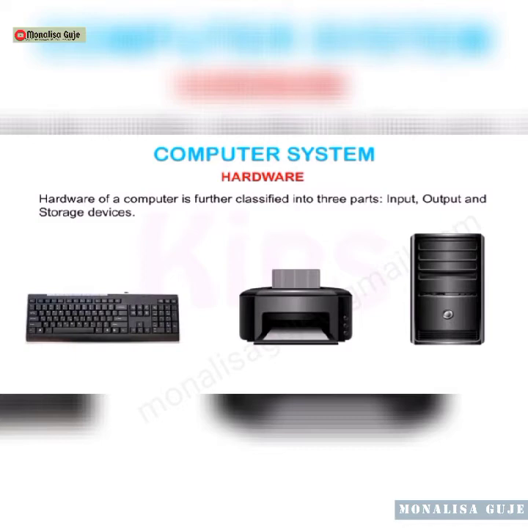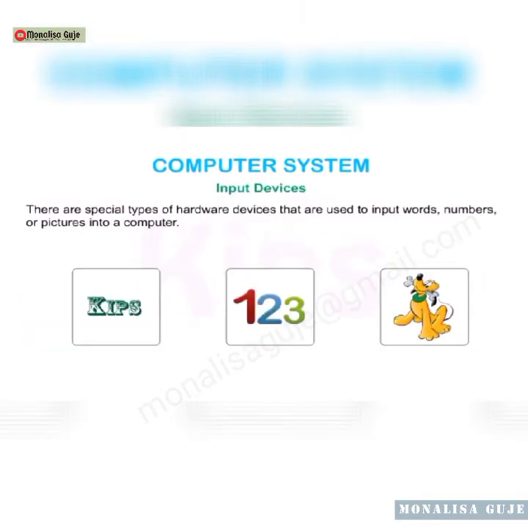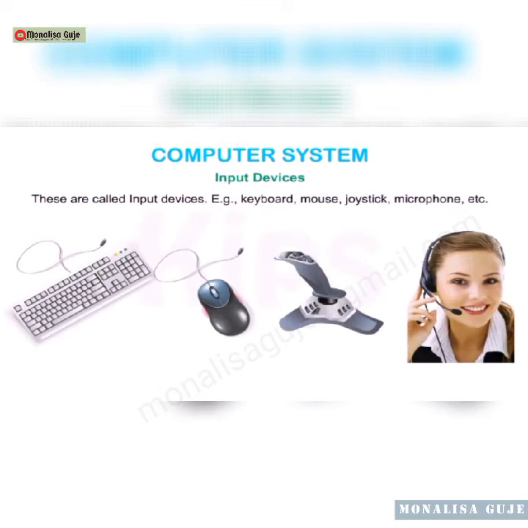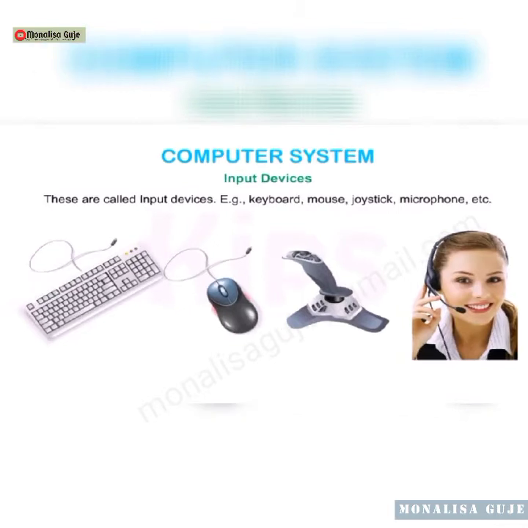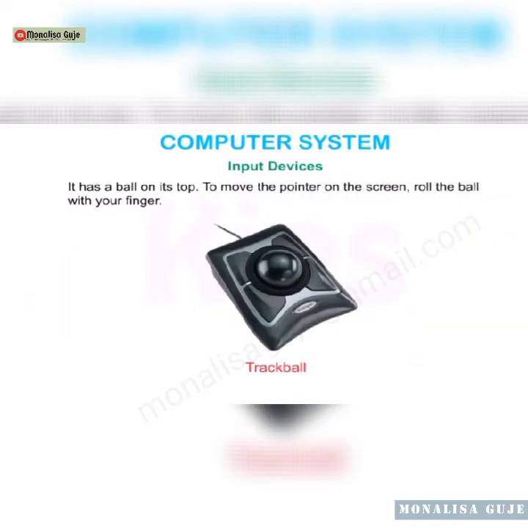So, input devices. There are special types of hardware devices that are used to input words, numbers, or pictures into a computer. These are called input devices. Example, the keyboard, mouse, joystick, microphone, etc. So these are all the input devices. With this you can feed information into the computer. Like with the keyboard you can type numbers and words that go into the computer. Same happens with the mouse.